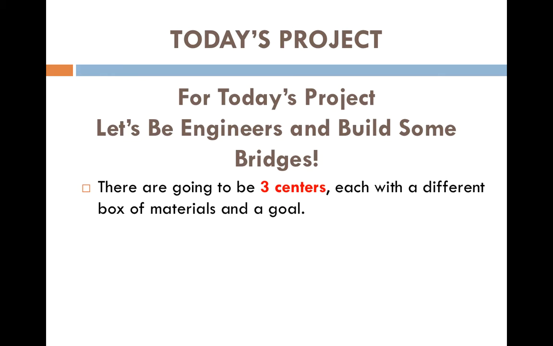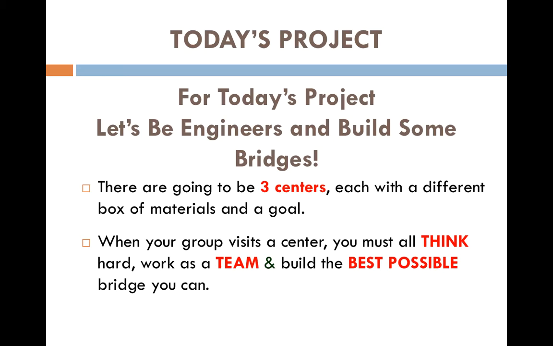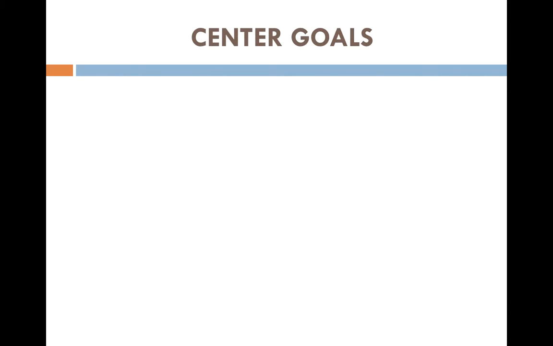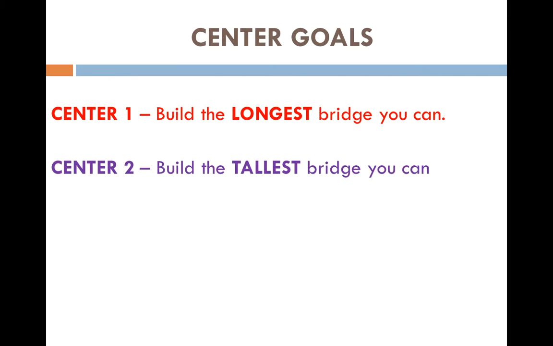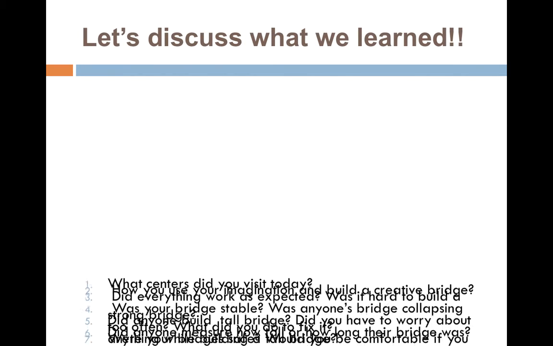There will be 3 centers. Each center is given a different box of materials and the goal. And each group is going to go through the centers. You need to encourage the kids to work as a team, so no one child is going to do everything. They will contribute and build the best bridge, and we need the cooperation of everybody. Center number 1 is going to build a really long bridge. Center number 2 is going to build a really tall bridge, and center number 3 is going to build the strongest bridge. And we'll see how the designs work and discuss that with the class.